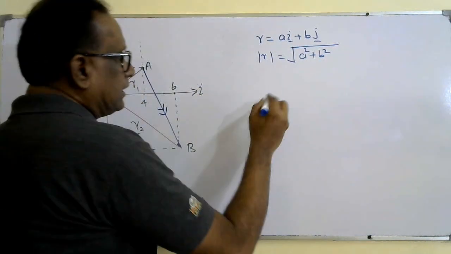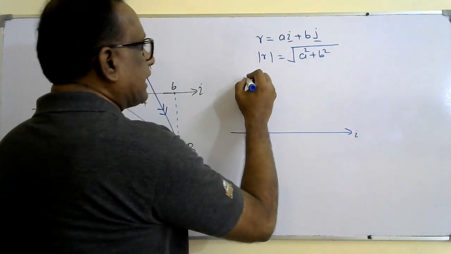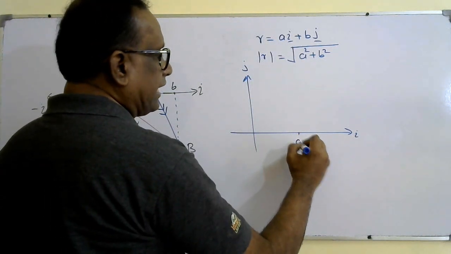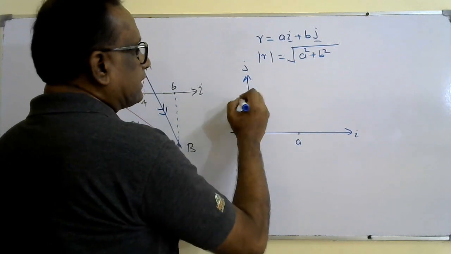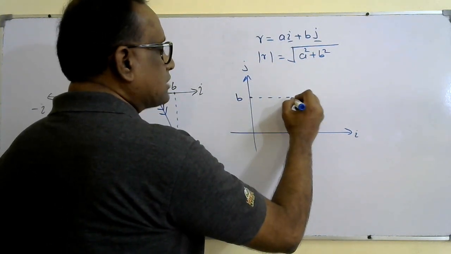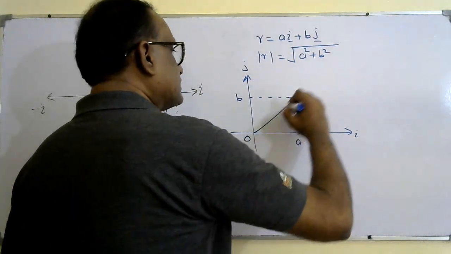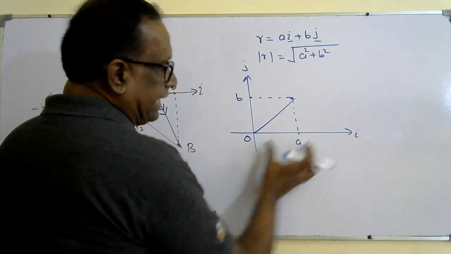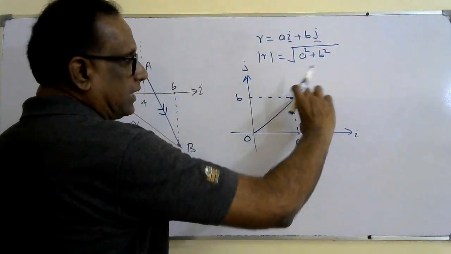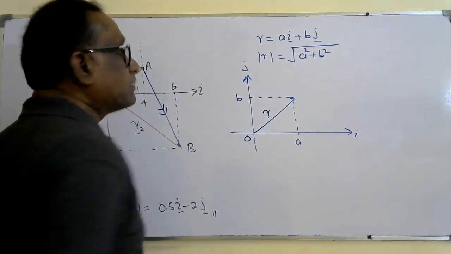As I told earlier, in the Cartesian coordinate, this is i, this is j. So R, Ai plus Bj, means in the i direction A, j direction B. So this is the point. Magnitude means from O, O is the origin, the length. So this length is A, this length is B, Pythagoras theorem. This length is A means A squared, this length B squared, square root of it gives the length of the vector R. So that's the magnitude.